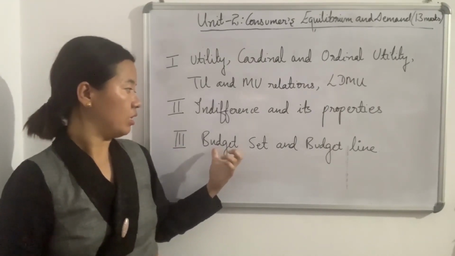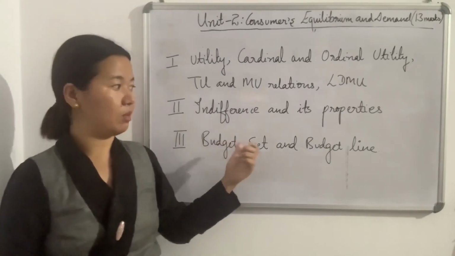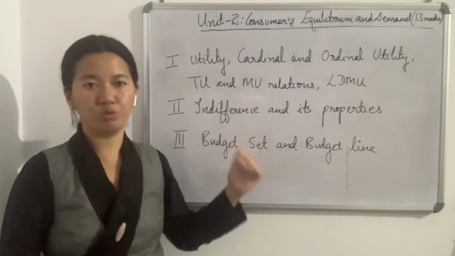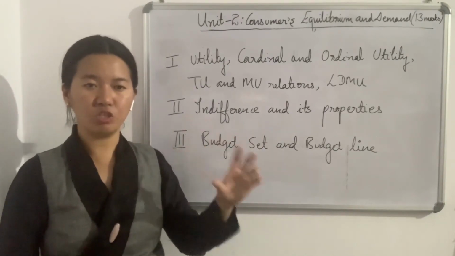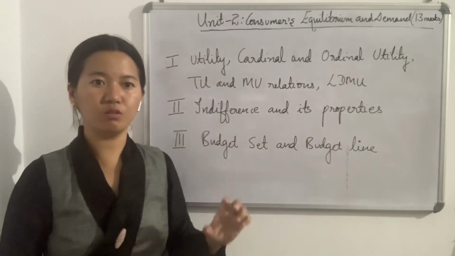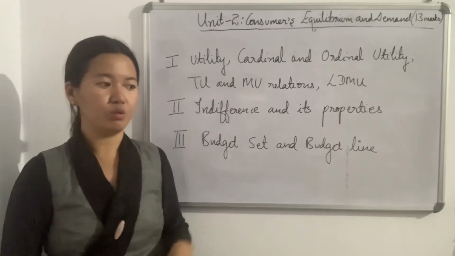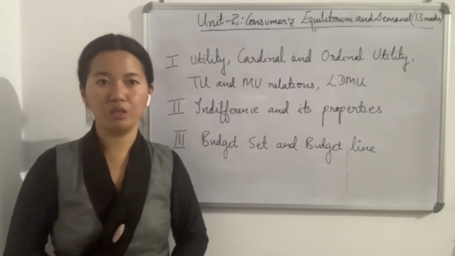And the third concept, budget set and budget line, will also come for 3, 4 or 6 marks. You will have to explain the meaning of budget set, then the schedule and also the diagrams. So these are the 3 main concepts which we learned today in our second session.